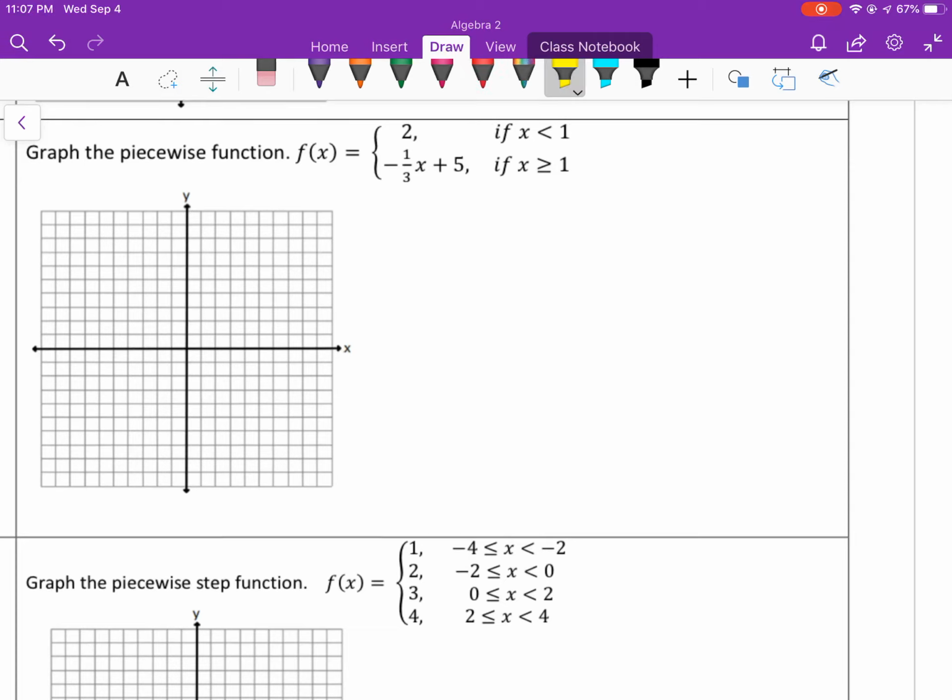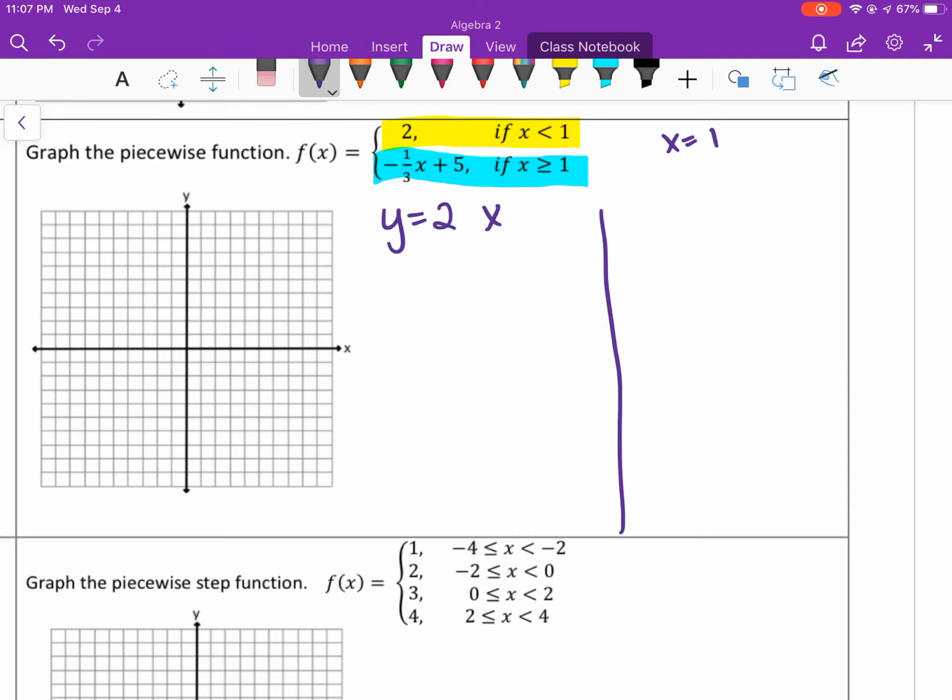Here we have f of x equals 2 if x is less than 1. And the second half of the function is f of x equals negative 1/3 x plus 5 if x is greater than or equal to 1. So our graph splits at x equals 1. We have two equations: y equals 2 when x is less than 1, and y equals negative 1/3 x plus 5 when x is greater than or equal to 1.